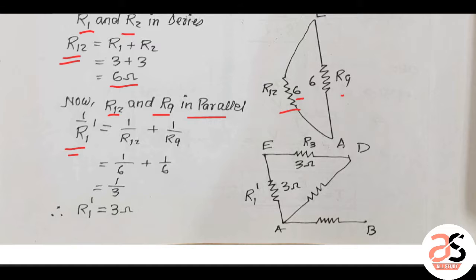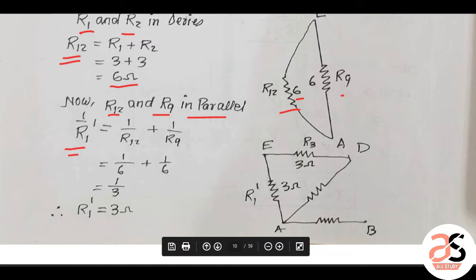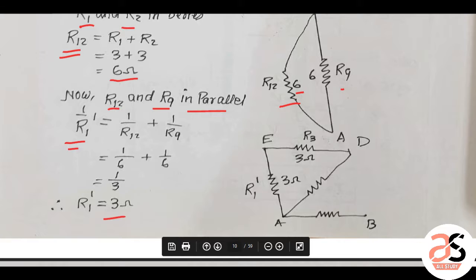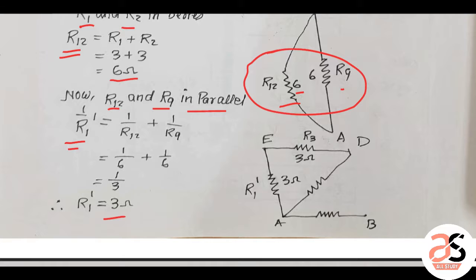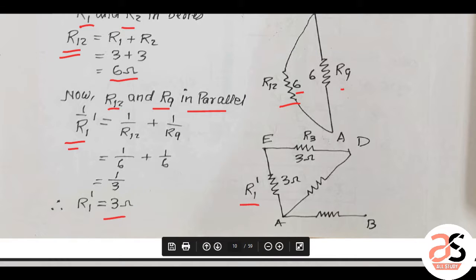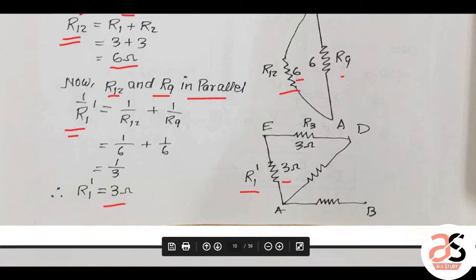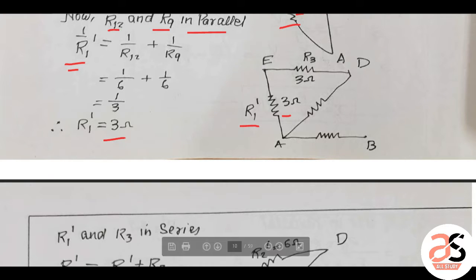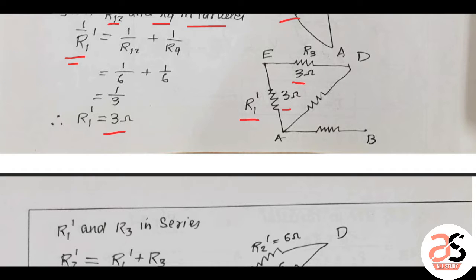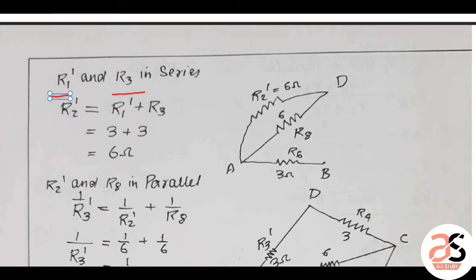So this will be 1 by 6 plus 1 by 6, which is 1 by 3. So the final value is R1 dash, 3 ohm. Replacing these two with R1 dash here, which is 3 ohm. Now R1 dash, which is 3 ohm, and R3 are in series connection. So the total value will be 3 plus 3, which is 6 ohm.